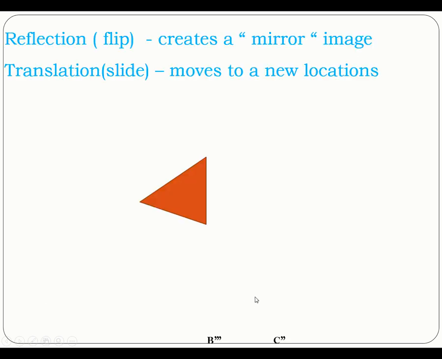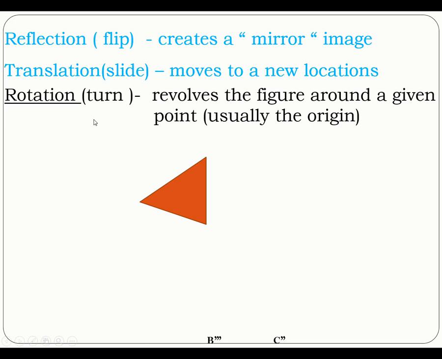We talked about reflections, which are flips. They create a mirror image. We've also talked about translations, which are slides that move the figure to a new location. Today we're talking about a rotation, and all three of these are rigid. When they move, they do not change shape or size, which is pretty cool.